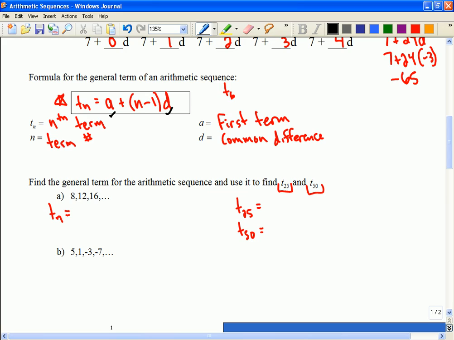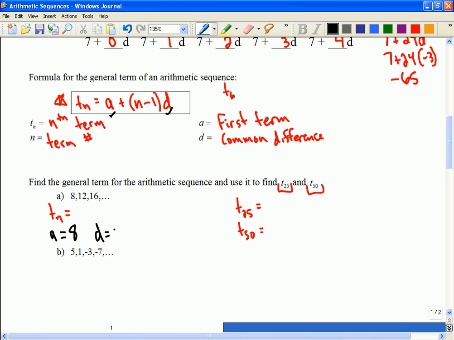Are you sure? So 8 is the first term. Yeah? Okay, glad we can all agree on that. Okay, here's one notch up in difficulty. What's the common difference?